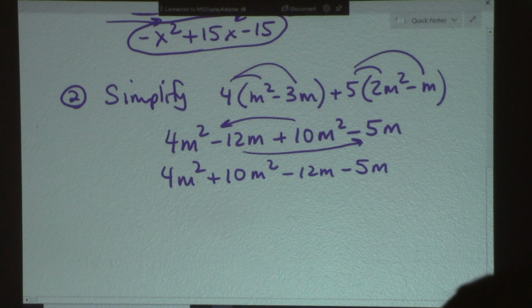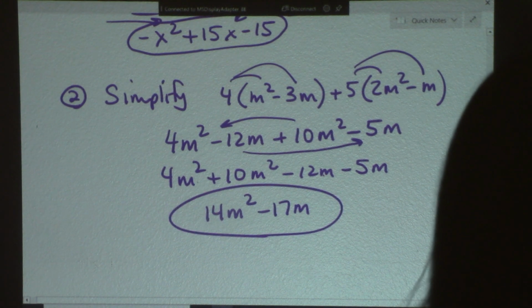Okay, so 4 and 10 is 14. And negative 12 and negative 5 is negative 17m. And there we go. That is our answer.